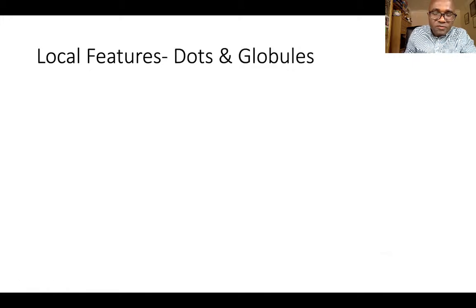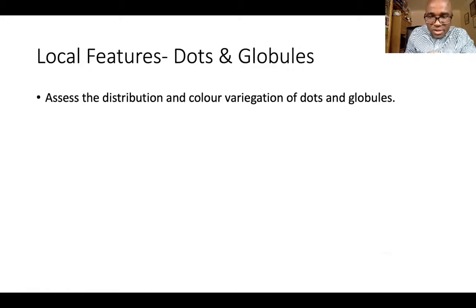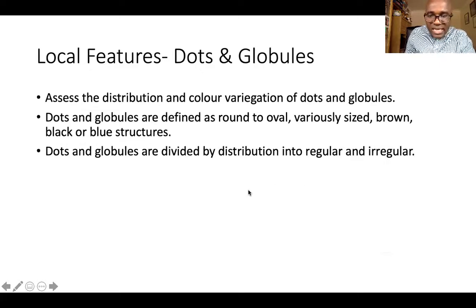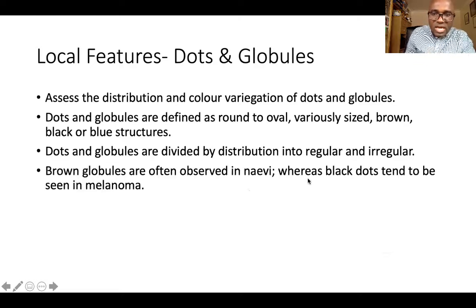So other local features that you see are the dots and the globules, okay? And you have to assess within the local features, are these dots and globules well defined, well distributed? They will be round, oval, various sizes of brown, black or blue structures, but are they irregularly distributed or regularly distributed? That's what you're looking for in terms of the local features. So dots and globules are divided into regular and irregular.